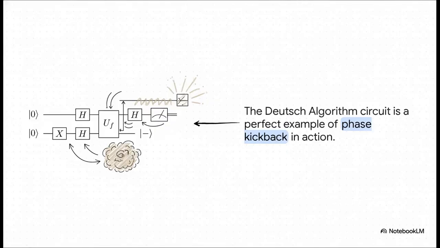I mean, just take a look at this circuit for the Deutsch algorithm. On that bottom wire, you can see the X and Hadamard gates. That's what prepares our helper qubit in that special ket minus state we talked about. Then, boom, the UF gate, our oracle, performs the kickback. The result of the function gets kicked onto the top qubit as a phase, which is then processed to give us the final answer. It's phase kickback, right there, live in action.